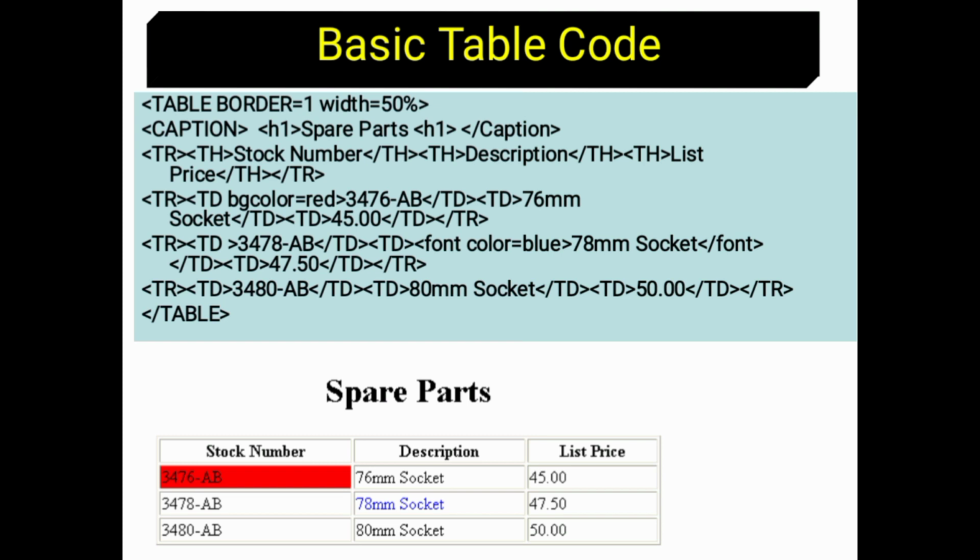TR, that is table row, TH for table header, that is stock number, description, then list price. Then table row, the table data background color is red. Then the data we mention here. The next we mention the font color equal to blue. The output is displayed below.